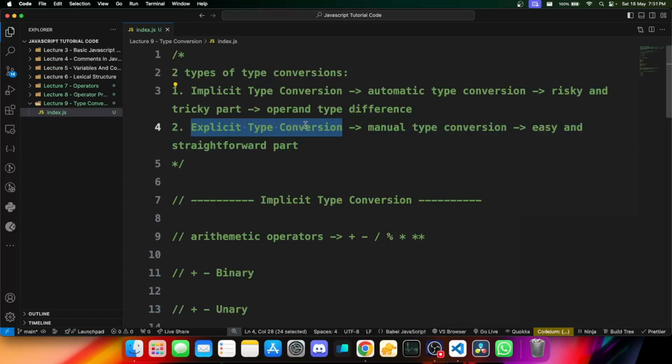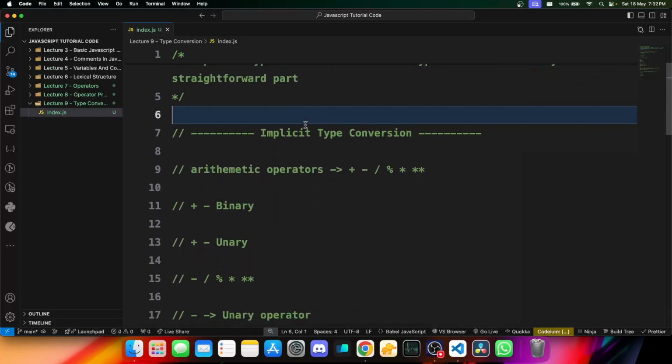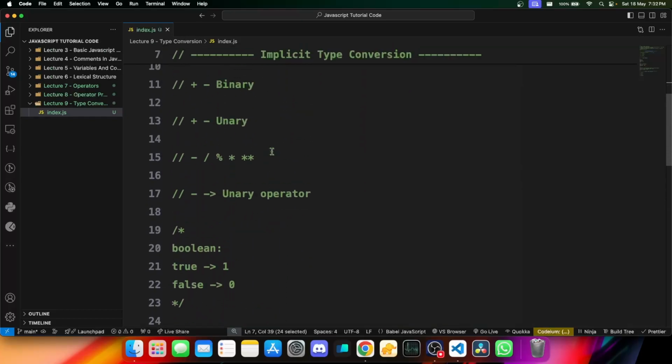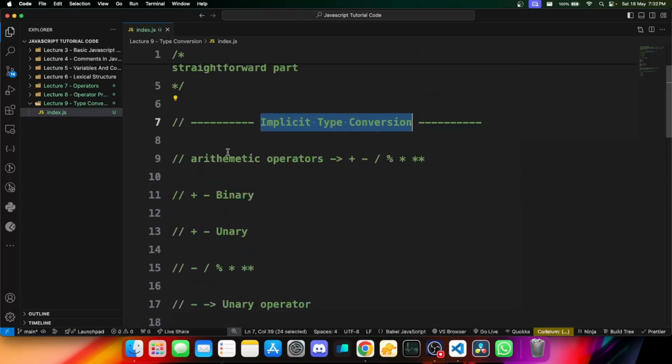Explicit type conversion, on the other hand, is very easy and straightforward because you are the one who commands JavaScript to explicitly convert the data from one type to another. So let's first understand implicit type conversion. I'm just going to talk about some operators and the implicit type conversion that happens with them. First are the arithmetic operators. These are all the arithmetic operators we have. So let's see the implicit type conversion in these cases.